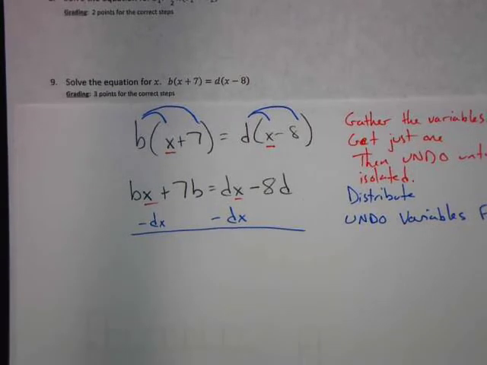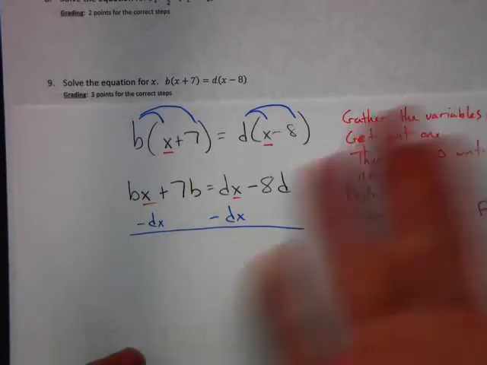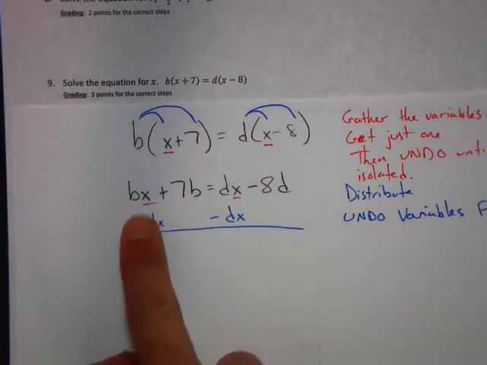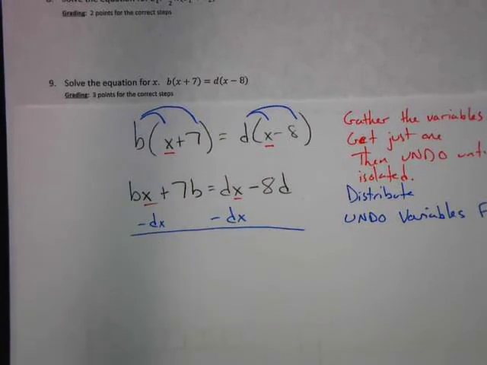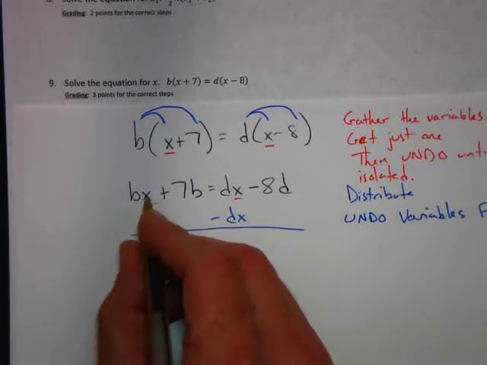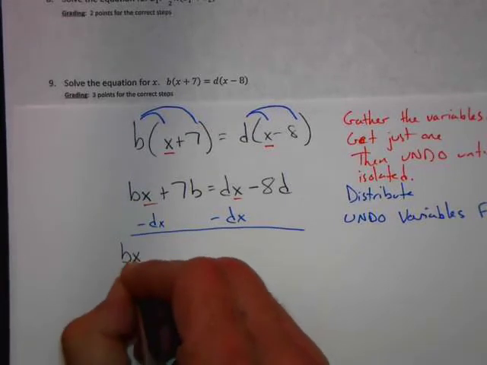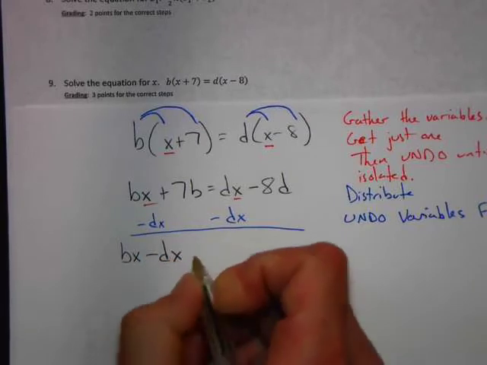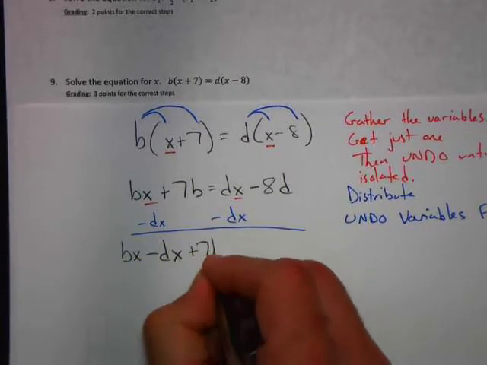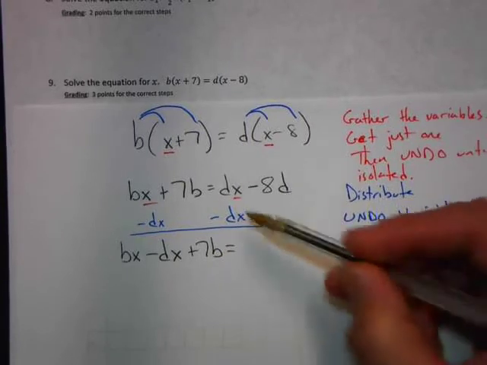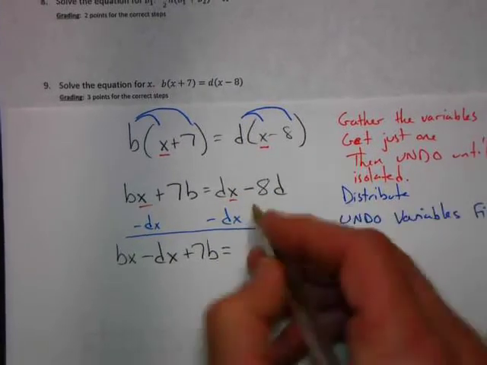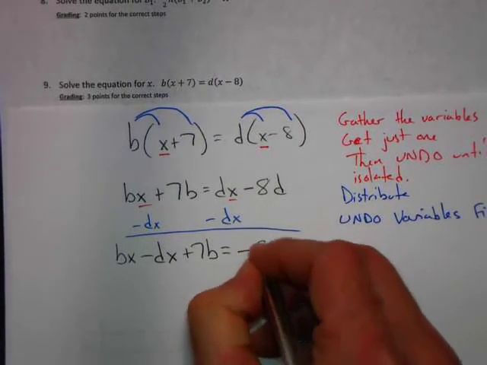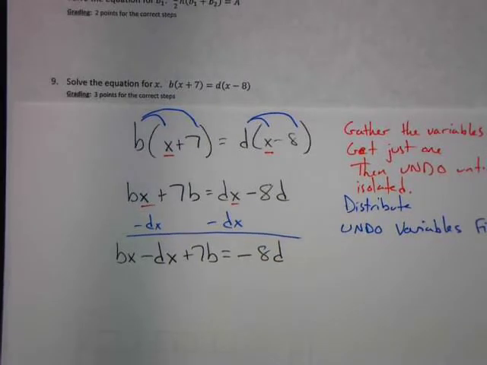And so what will I have? On the left-hand side, I can't combine those. I can't make them one thing. One is bx, one is dx, so I can't put them together. I'll just say it out loud: bx minus dx, and then my plus 7b, and then my equal sign. And then on the right-hand side, the dx's cancel, and I have minus 8d, or negative 8d.